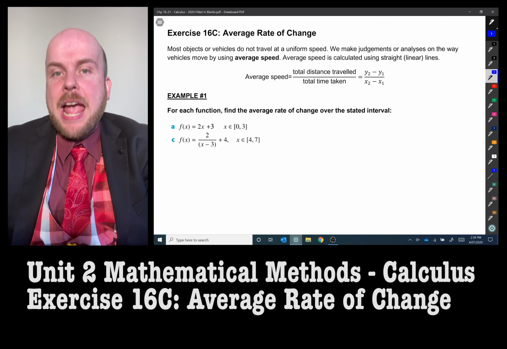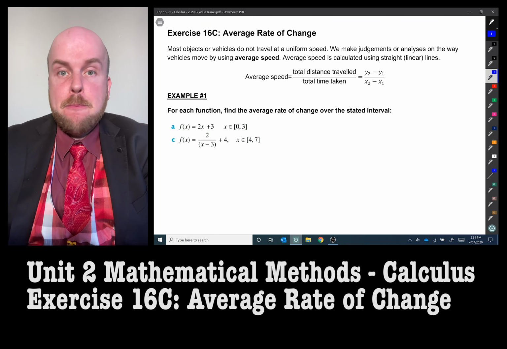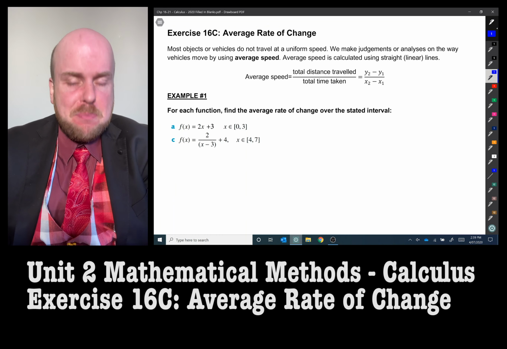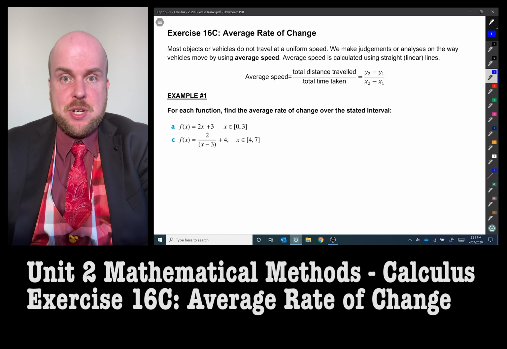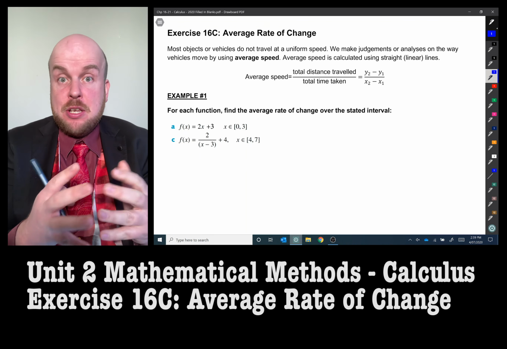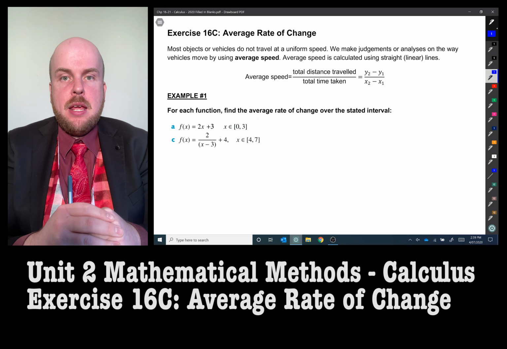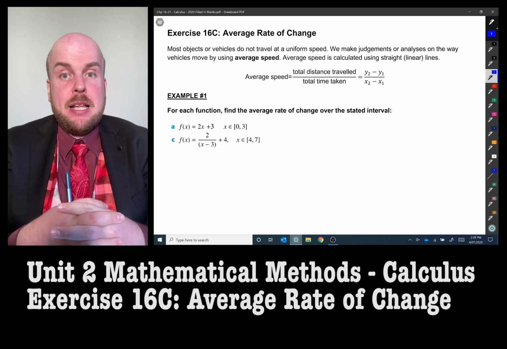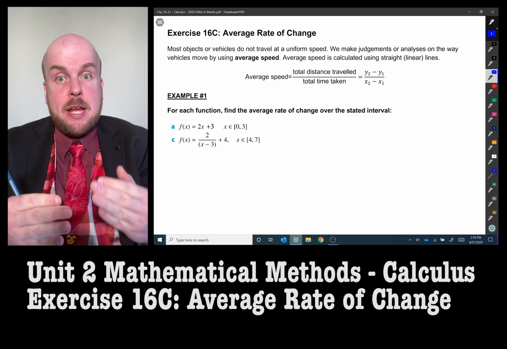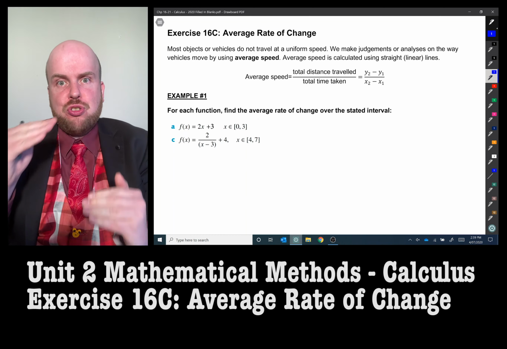Exercise 16C, average rate of change. In the previous exercise, we were talking about a constant rate of change, and would you believe it's exactly the same as saying an average rate of change? The only difference between the two, in terms of its calculation, is that we can sometimes calculate the average rate even if there's a bit of a curve going on. A constant rate of change implies that the graph is a straight line.